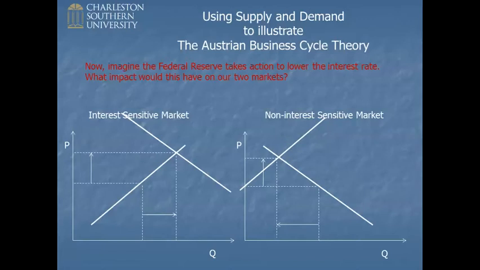Now, the question becomes, well, what happens next? Notice prices have gone up, so there's been inflation. The Fed can't maintain this unnaturally low interest rate forever, so eventually they'll have to reverse their policy and let interest rates return to their more normal level. And when they do that, the demand curve for the interest-sensitive product will shift back to the left like it was before, and instead of the price rising, the price now falls, and output then of course returns to its original level. This is called the bust part of the Austrian business cycle theory.